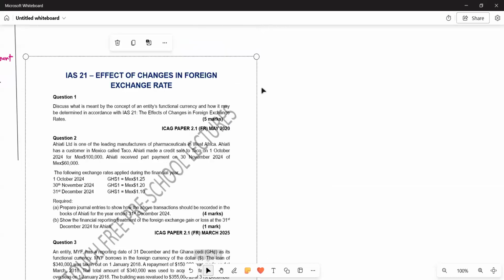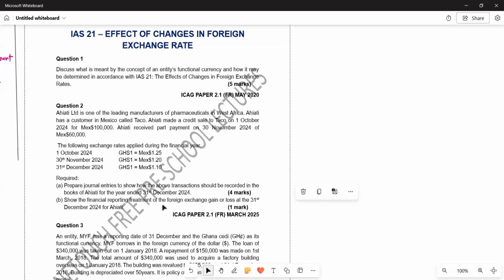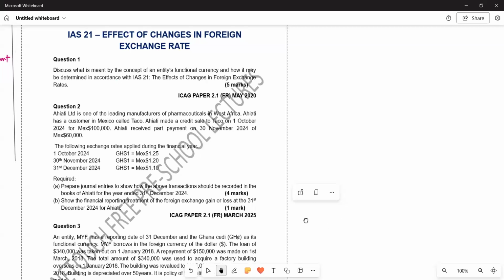Is it readable, or should I expand it a bit? Is it readable? It's readable. Yes. Okay, so let's see.